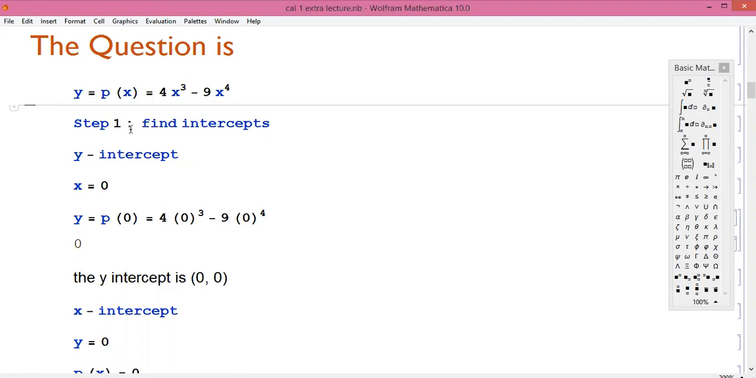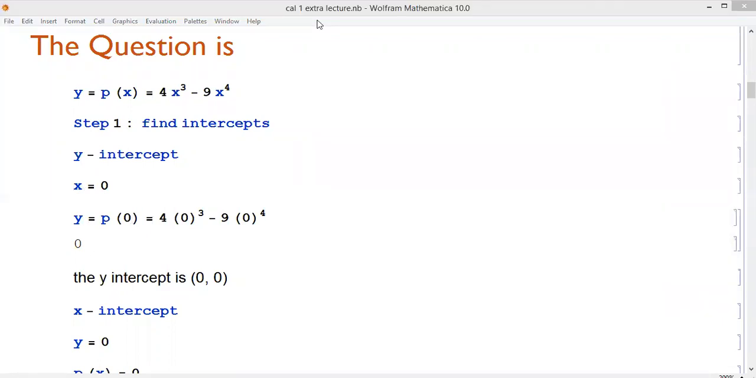So finding the step number 1, that is intercepts. So what is y-intercept here? Y-intercept is the point where x is equal to 0. So I'm substituting the value 0 in my function, that is this function. So substituting this value, I get the point that is 0. So my y-intercept is 0.